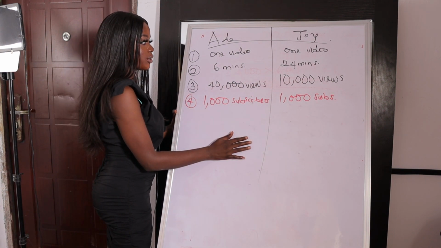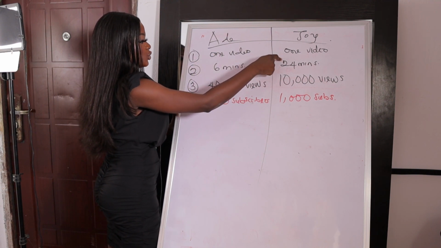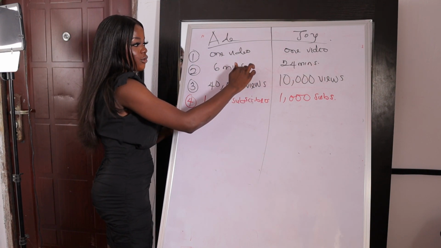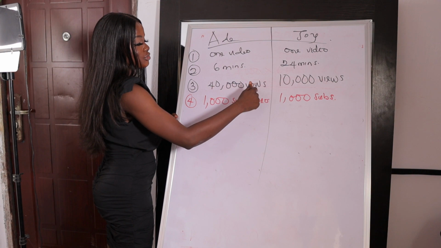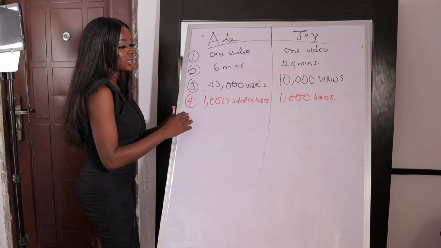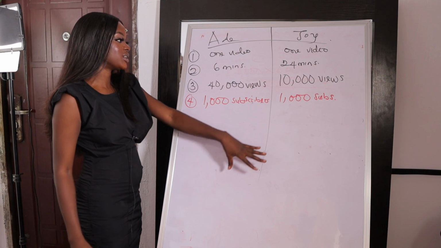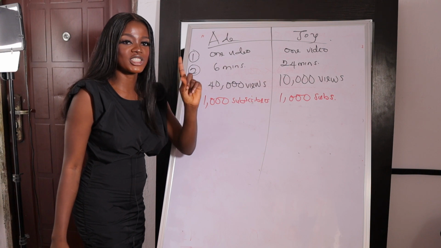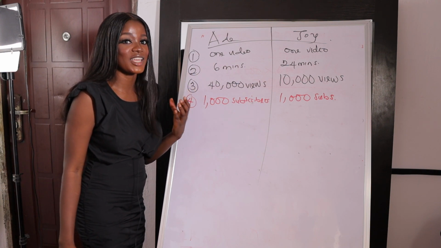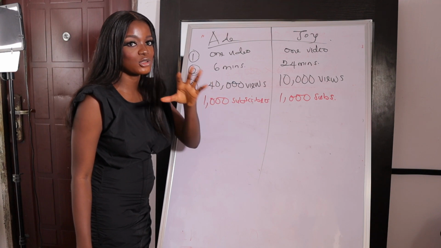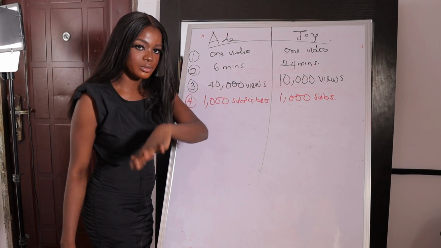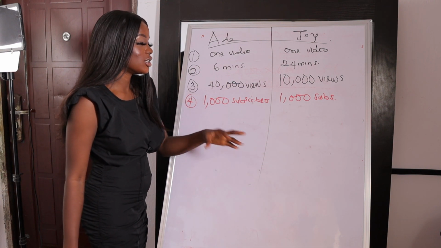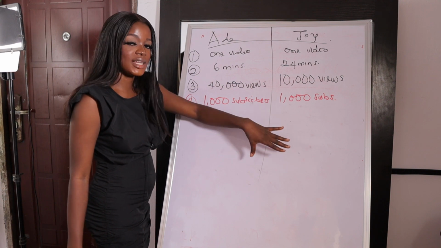Now, looking at these 2 channels right here, Ade posted 1 video, same with Joy. Ade posted a 6-minute video, Joy posted 24 minutes, which is times 4 of this. Now, Ade needs this number of views, Joy needs this number of views. This is just an estimate. The major difference between these 2 people is that Joy posted a longer video. So my first tip for you is that you should always make sure that your videos are long enough. Now, don't make your video very long and then boring. No, people are still going to watch for like 1 minute or 0 point something minutes. Do you get what I'm saying? So make sure it's long and entertaining to watch.